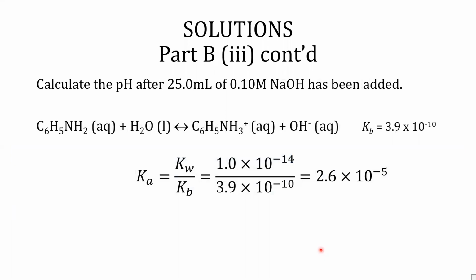At the equivalence point, one needs the Ka of C6H5NH3+. Ka of C6H5NH3+ is found by taking Kw over Kb, or 1.0 times 10 to the minus 14 divided by 3.9 times 10 to the minus 10, which equals 2.6 times 10 to the minus 5.